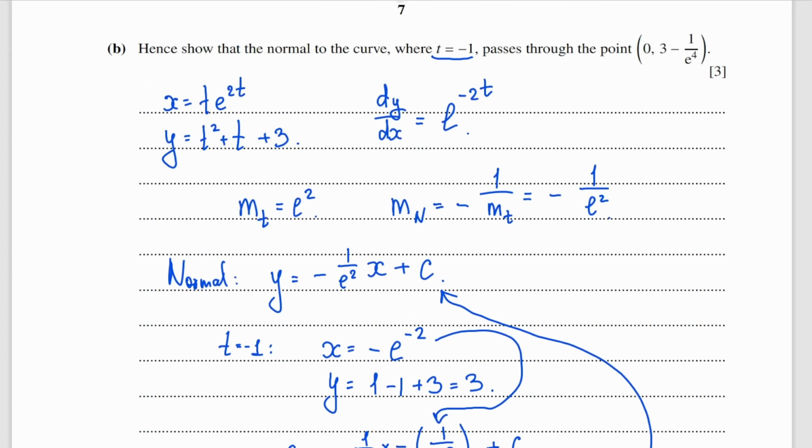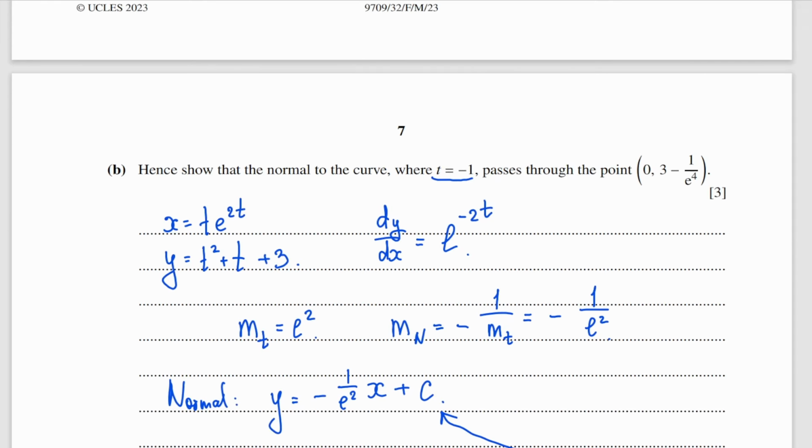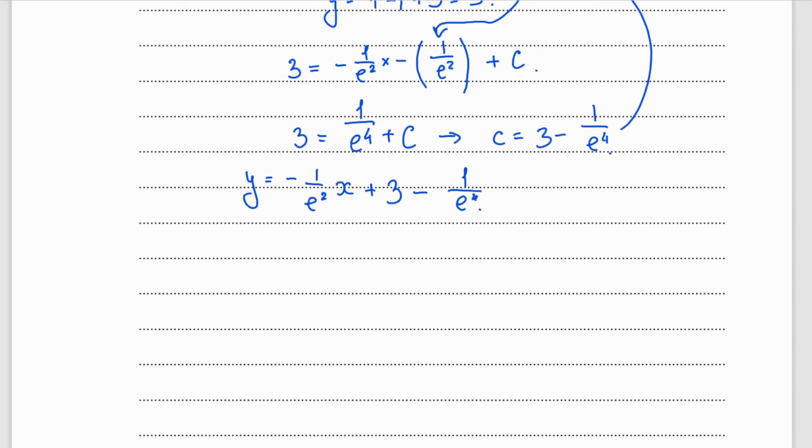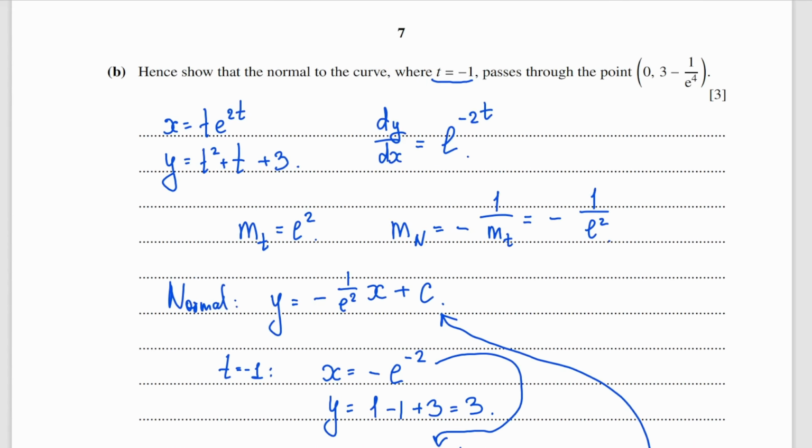Now we're supposed to show that the normal goes through the point with the x-coordinate of 0. So let's substitute x is 0. And we'll get 3 minus 1 over e to the power of 4. That's exactly what we had to show.